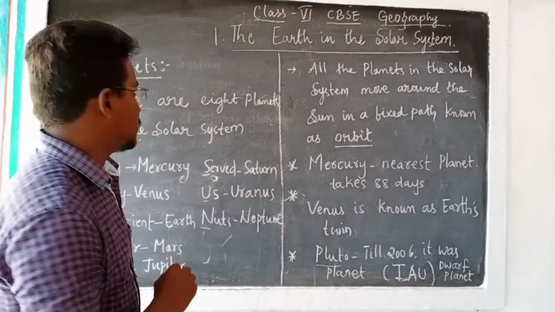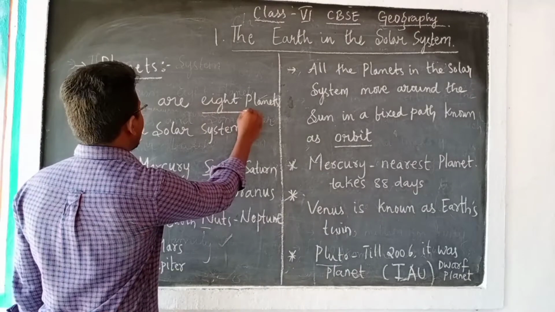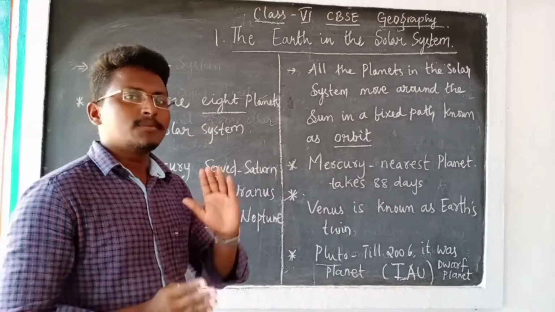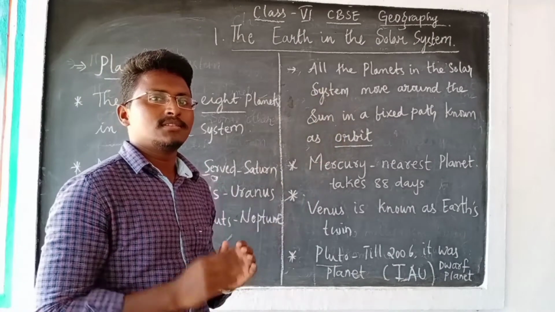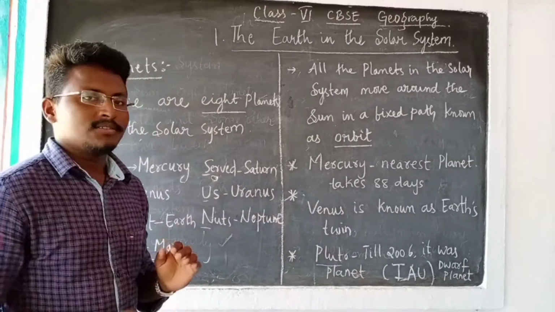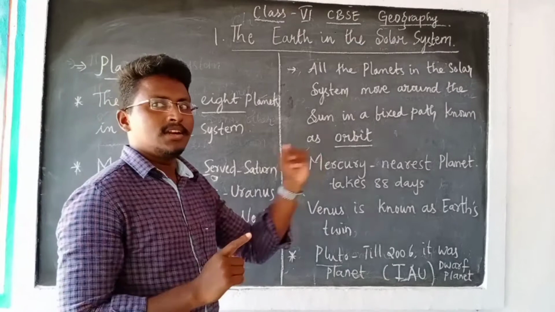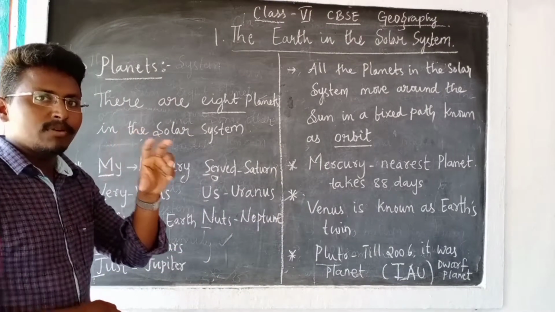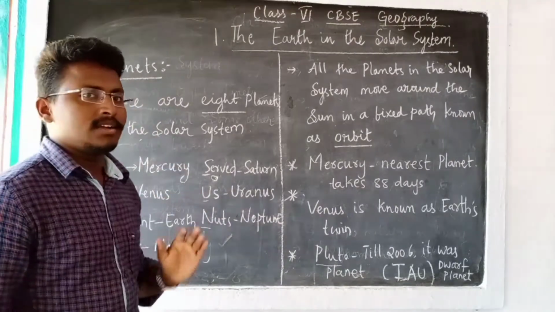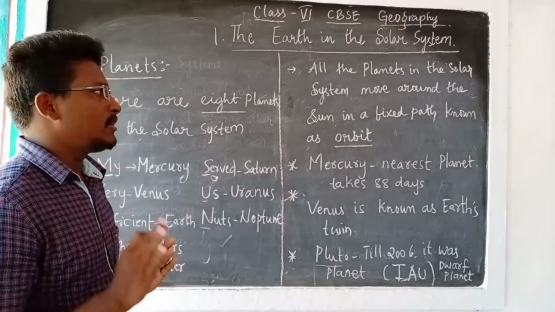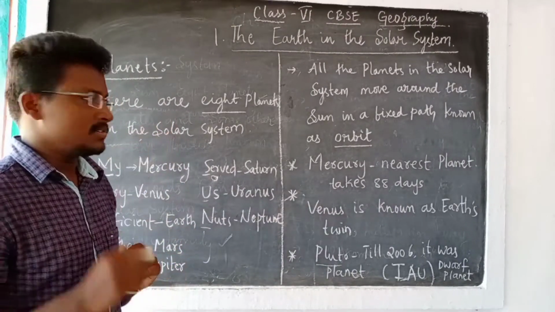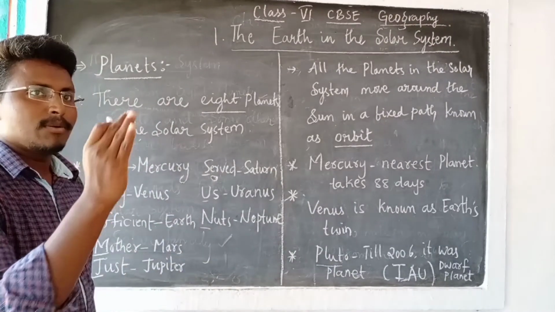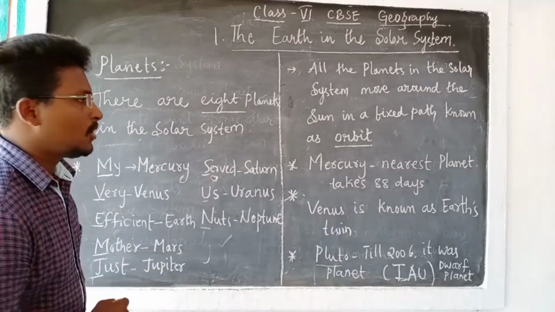In our solar system, there are almost 8 planets. You may ask, sir, previously it was something like 9 planets, so why only 8 planets now? For that, I will give you the answer at the end of this lecture. Now, the second thing is how to remember all these 8 planets. There is a simple trick. You can simply remember one line where you can remember all these 8 planets in order.